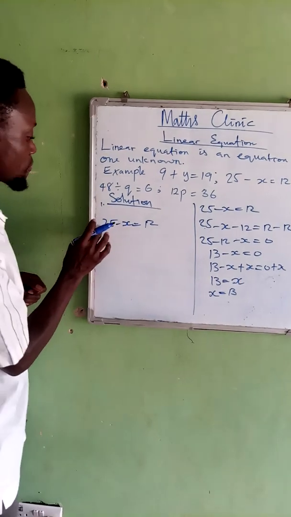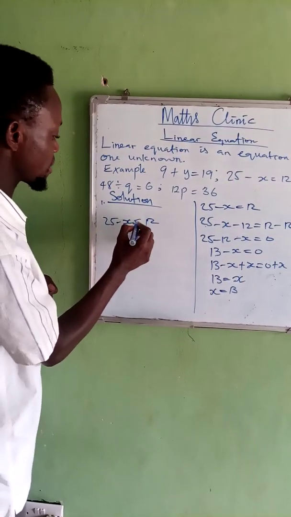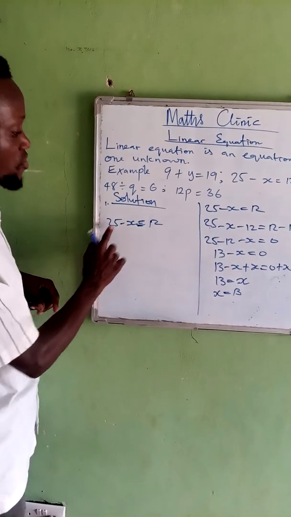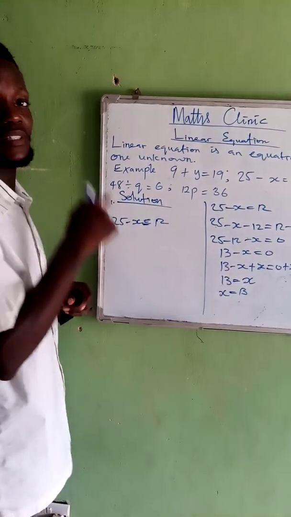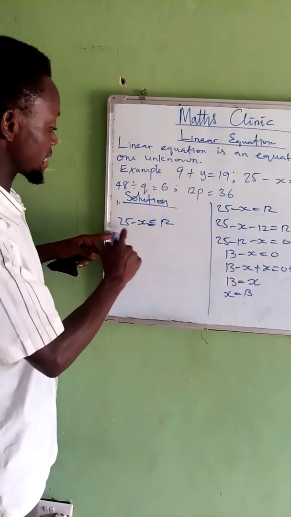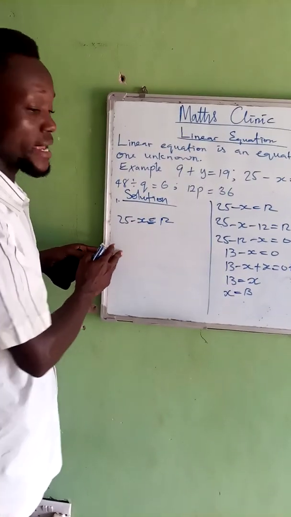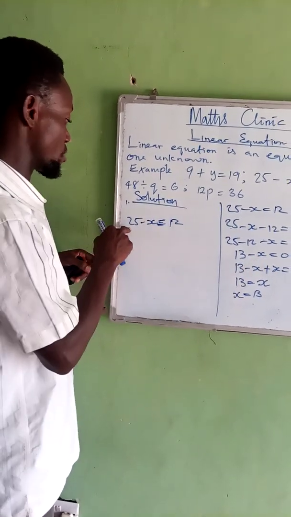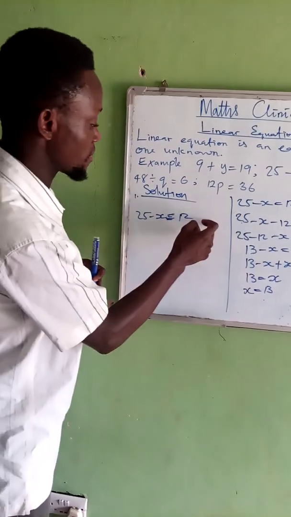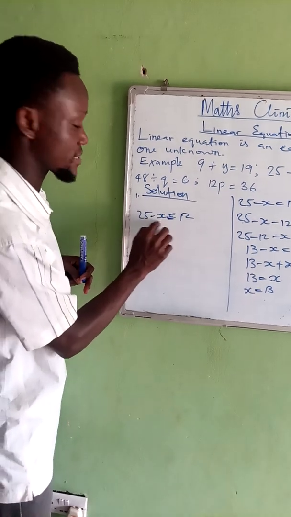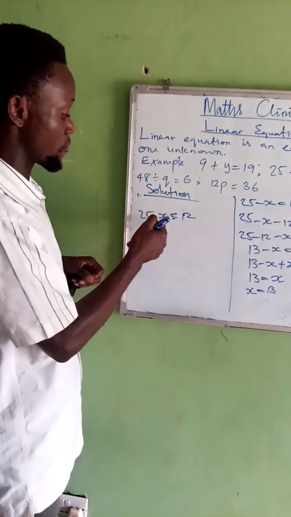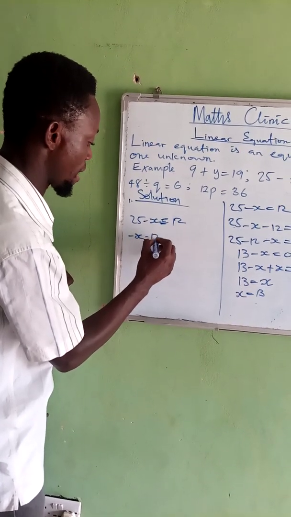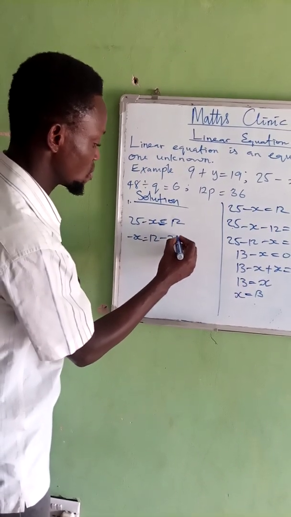Now, when 25 moves to this place, this is an equals to sign. When a positive number from the left hand side crosses to the other side, it becomes a negative number. And when a negative number from the right hand side crosses to the other side, which is the left hand side, it becomes a positive number. So if this is a positive number, crossing over to this side so that we will have x on the right hand side, because we are looking for the value of x. So we have minus x equals 12 minus 25.